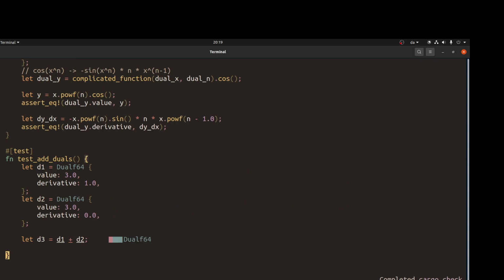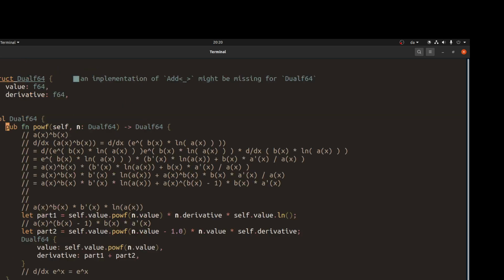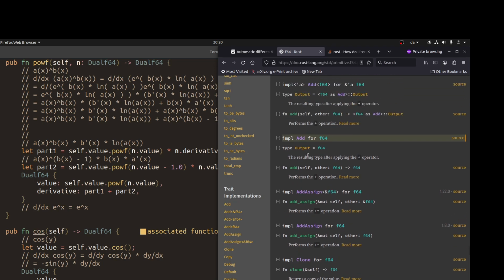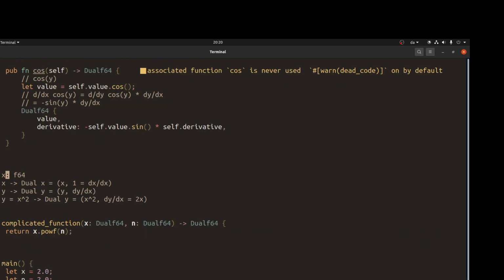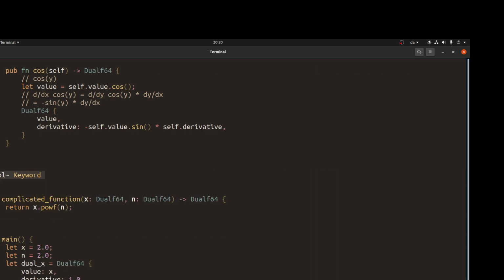So we want to do this, but this is not possible right now. Cannot add dual to dual. But I think, if I'm not mistaken, we can just implement this trait Add. We may have to import it, but I think you do it like this.